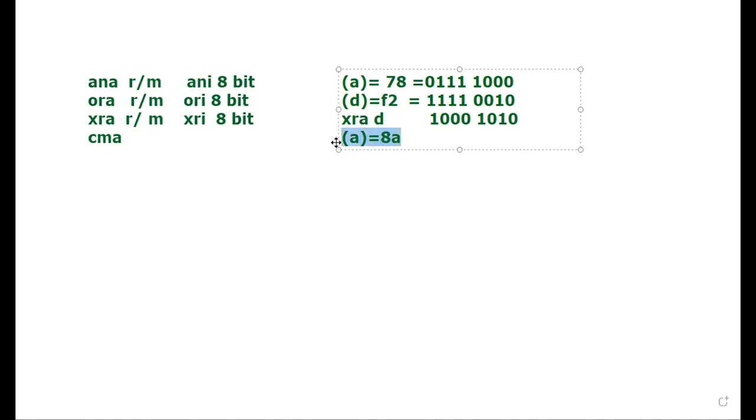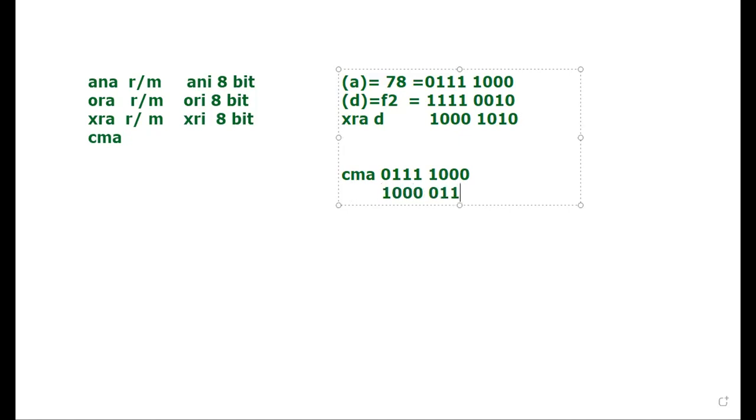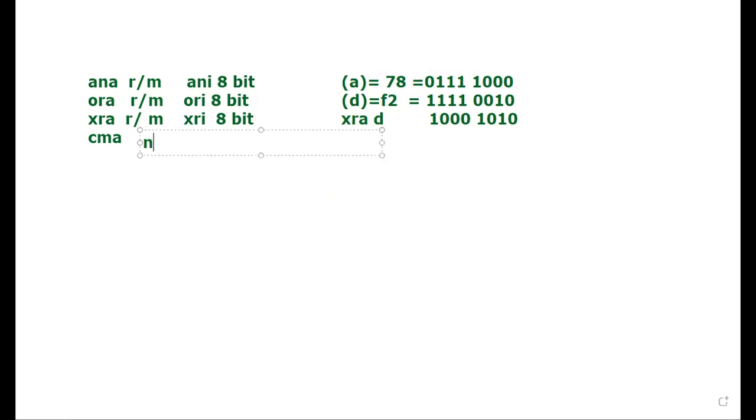CMA instruction will complement the accumulator. Since it is 78, it will change 1 to 0 and 0 to 1. So it will be 10000111. So the answer will be 87 in the accumulator in this case. No flags are affected by the CMA instruction.